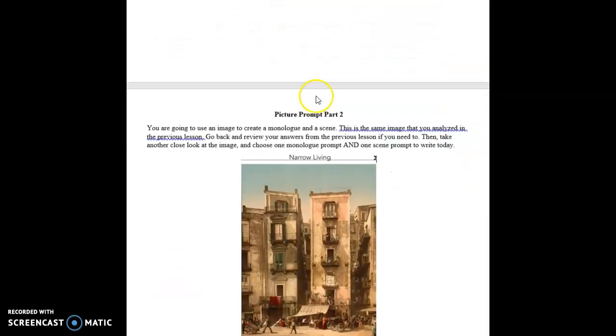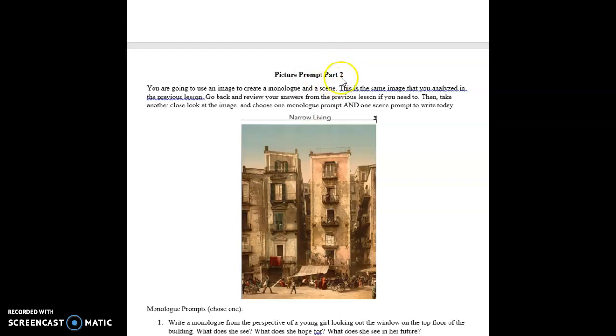We're going to be continuing our work on our picture prompts. So this is part 2. If you did not complete part 1, be sure to go back in your announcements on eClass and select part 1, so that way you know what we're doing. So if you're on the right one, here we go.